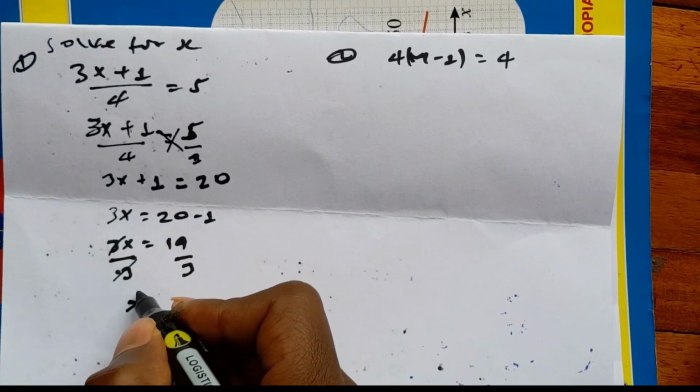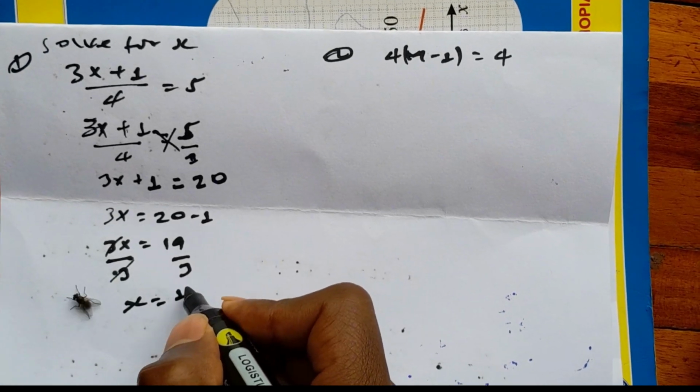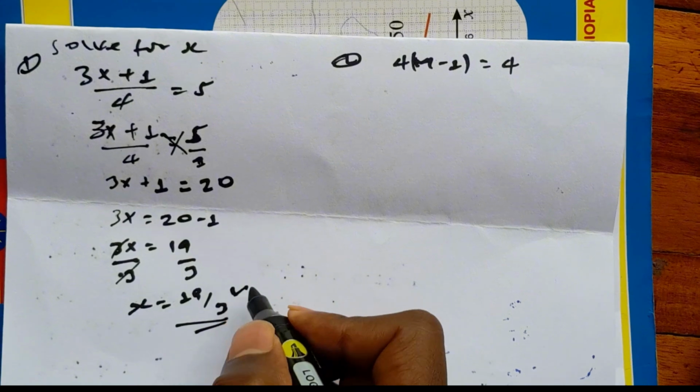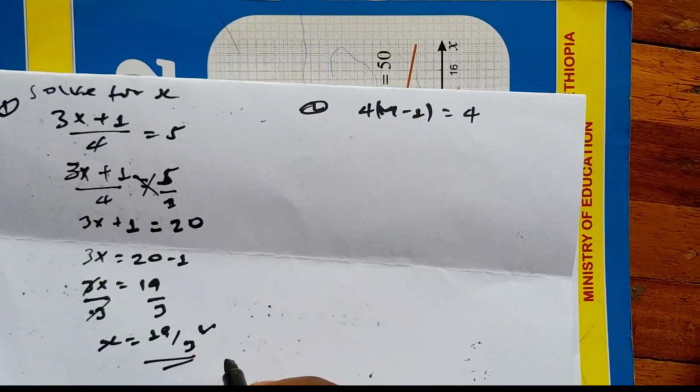After that, divide by 3, divide by 3. x is left alone. We got 19 over 3. The value of x is this one, 19 over 3.